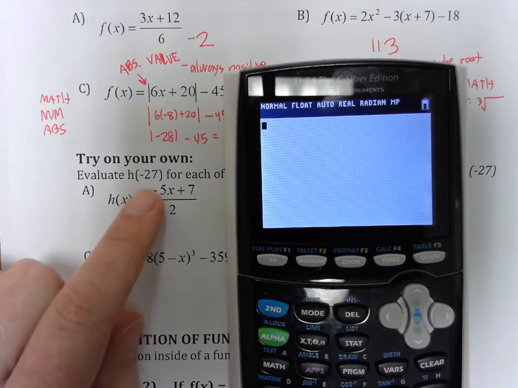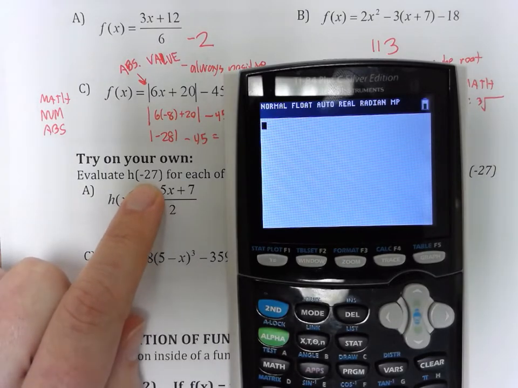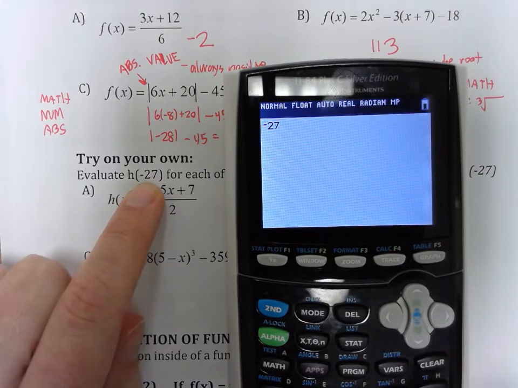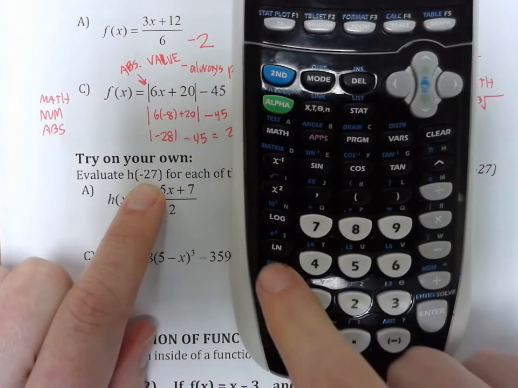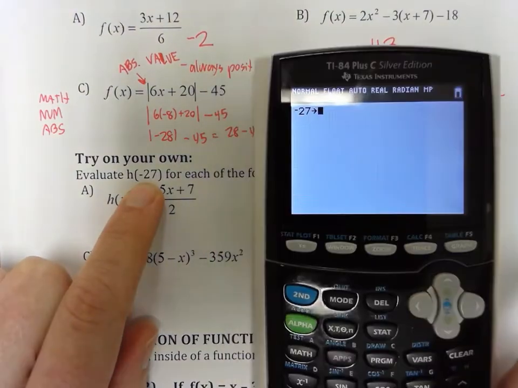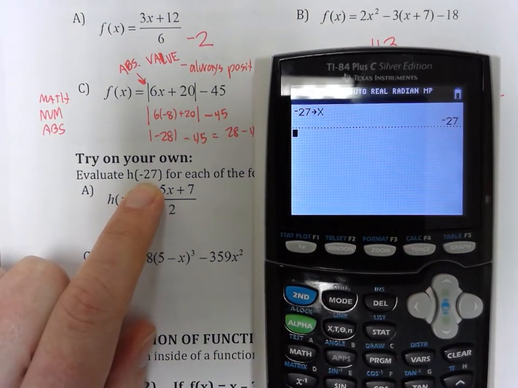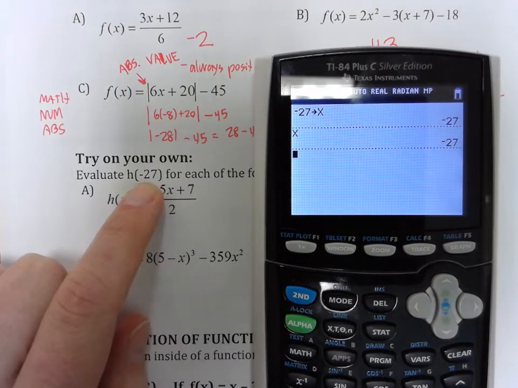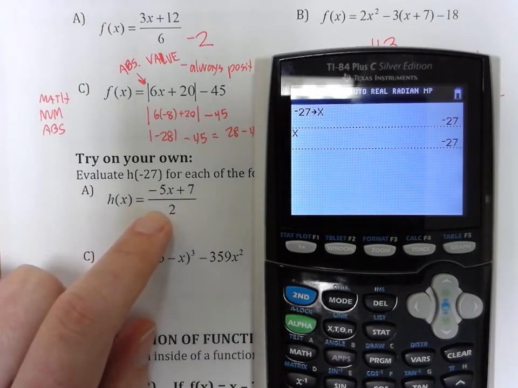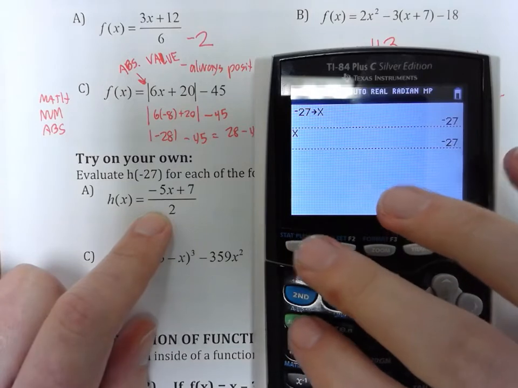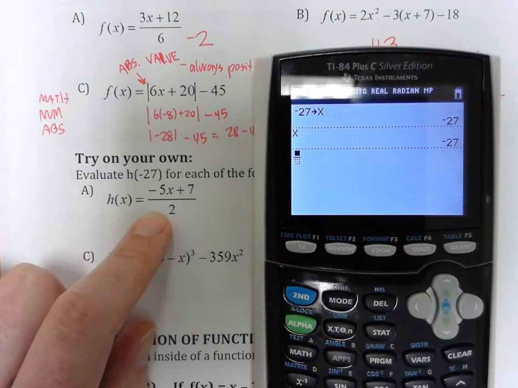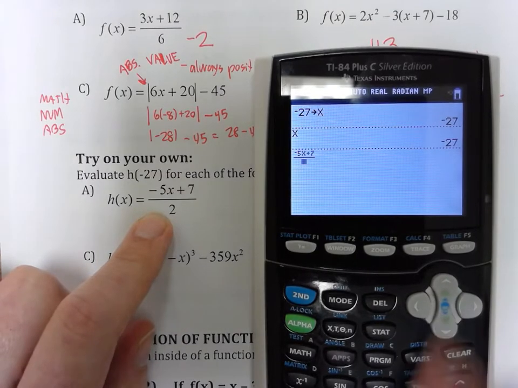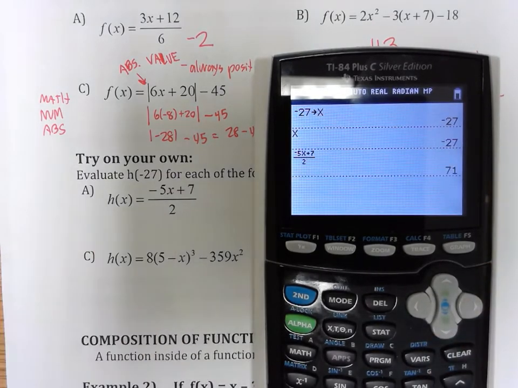Okay, hopefully you got a chance to try it. Remember that to store a number, you type it first. Press this button, STO. It's going to put an arrow up there and press X. Now you have all your X's to give you negative 27. I'm going to type that in as I see it. So I'm going to do alpha y equals negative 5x plus 7 over 2. Answer 71.